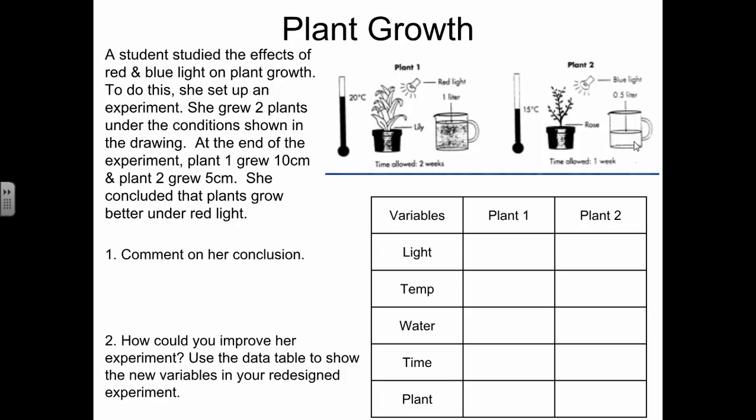So you're correct. This is not reliable. The word we use is a valid experiment. This is not a valid experiment. So how could she improve upon it? What changes should she make in order for this to be a valid experiment? Zanette? Give them the same temperature and give them the same amount of water. Okay. Anything else?